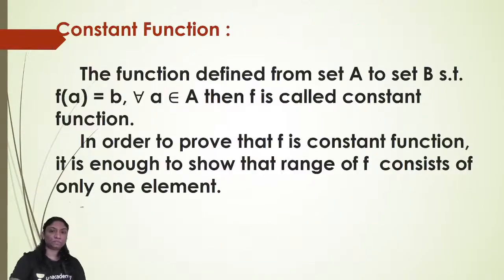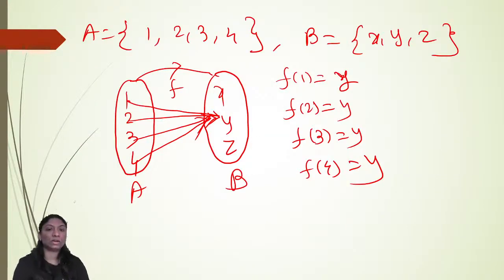Now see here. This is not a one-one function, not an injective function. Why? Because this y has many pre-images, not only one. If there is only one pre-image, then it is an injective function. Clear?